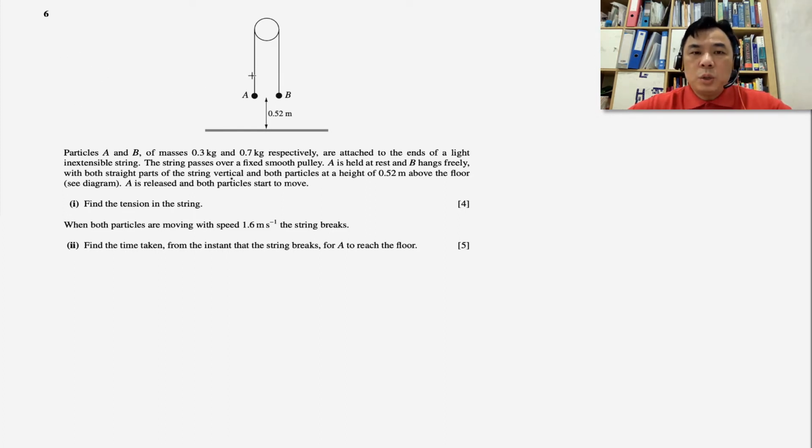As usual, we can label the forces acting on the pulley system itself. We can label it as T, and then there's the weight acting downward. In this case, it will be 3 Newton, and the same thing goes here, we have 7 Newton, and then we have the same tension here. We know that the acceleration is downward for B and upward for A here. And then the distance is 0.52.